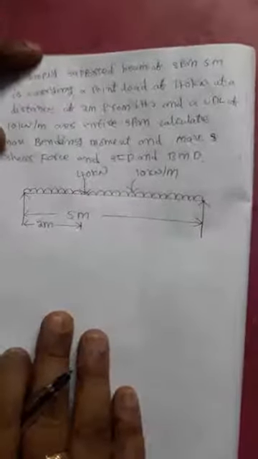So the entire span carries a UDL, and that UDL is 10 kilonewtons per meter. This is the diagram. In the solution you can draw this diagram. For the above question, you get 2 marks out of 5 only for this diagram.